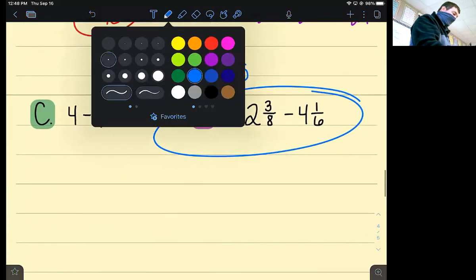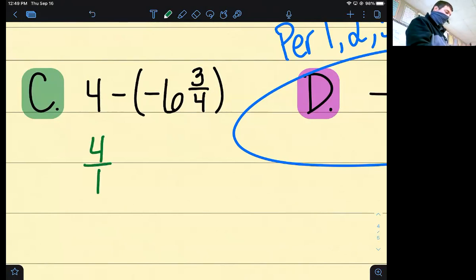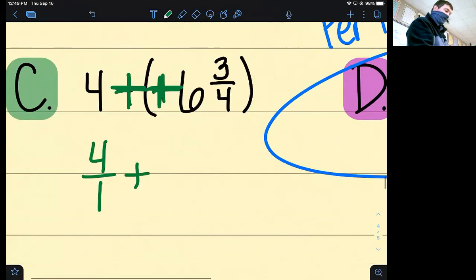So example C, I need someone to explain to me how to turn 4 into a fraction. Izzy? That's exactly right. Any whole number or integer like 4 can be turned into a fraction by putting it over 1. Now I'm supposed to use keep, change, opposite, which means this is actually just going to be 4 over 1 plus positive 6 3/4. But what's 6 3/4 as an improper fraction? That's the question. What's 6 times 4? 24 plus 3.